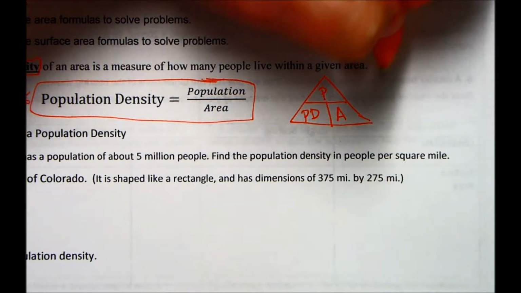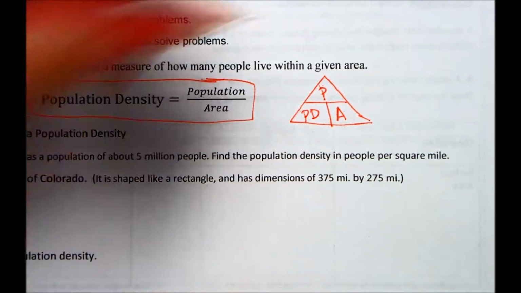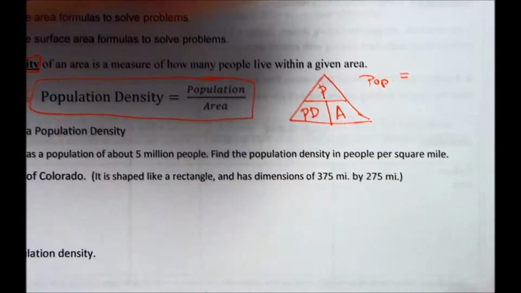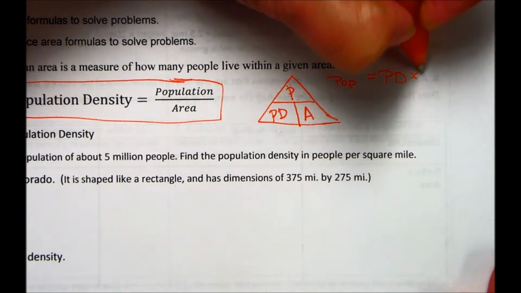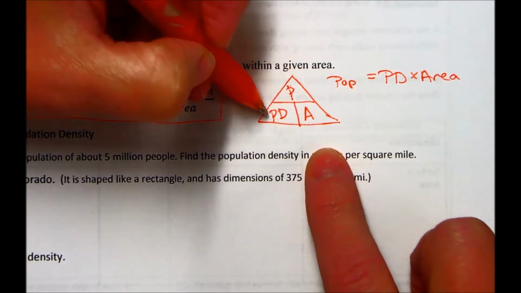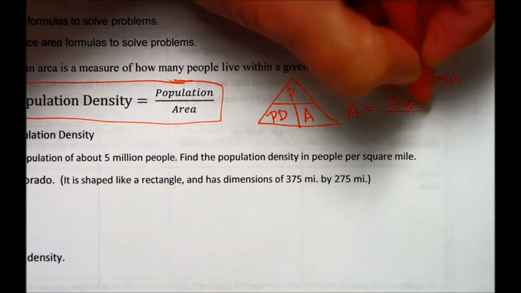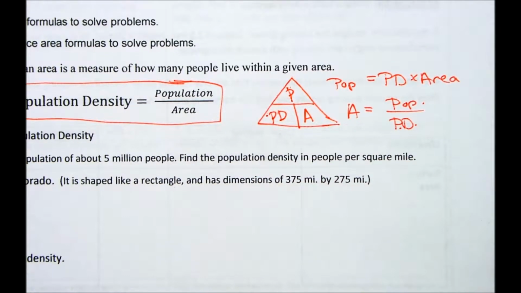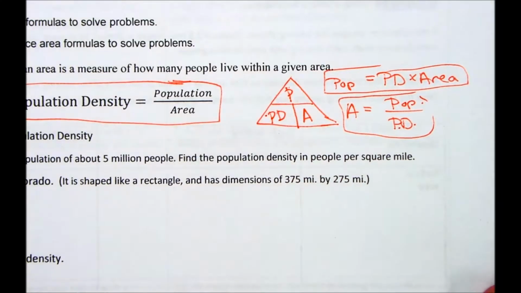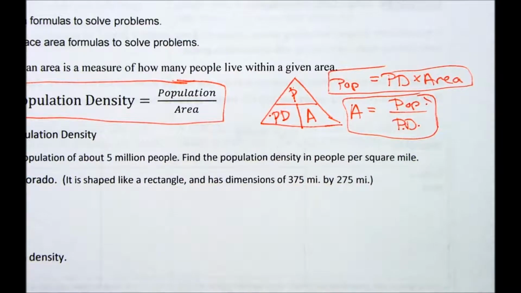So just to review that again. PD equals P over A, which is exactly what we have here. But if you're trying to find the population, you would take the population density times the area. If you're trying to find the area, you would take the population divided by the population density. So just other ways of rewriting the formula to fit what it is that you're trying to find. But having that little triangle reference I've found has been helpful.